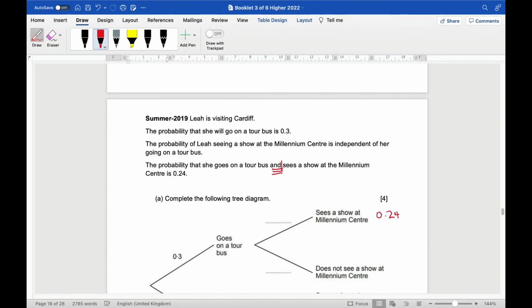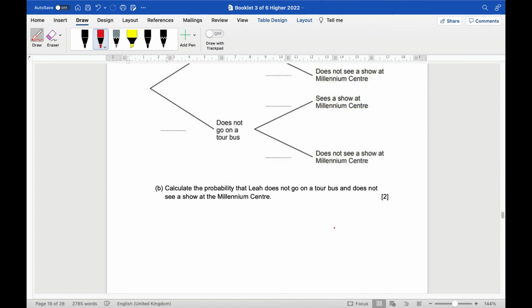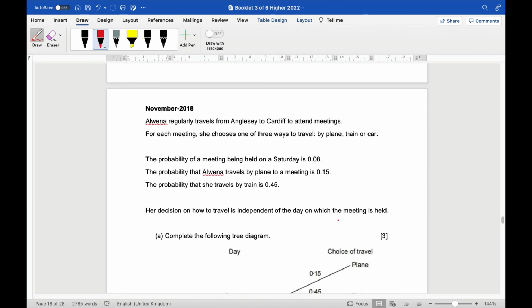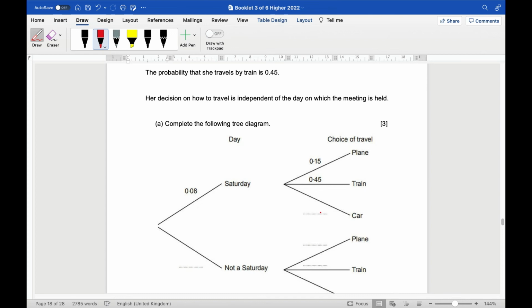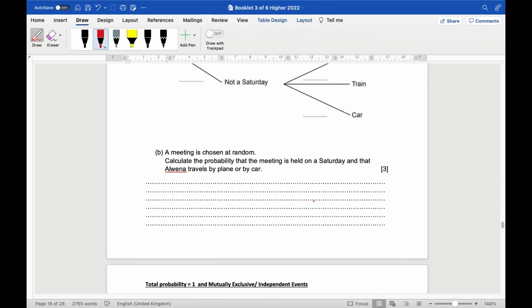Another one with the magic and. 0.24 is the probability that she goes on a tour bus and sees the show at the Millennium. So you've got to work backwards then to see what that is, and then you can fill all that in and you can try part B. Okay, have a look at this again, fill in the missing one there, fill in the missing one there, copy those down.